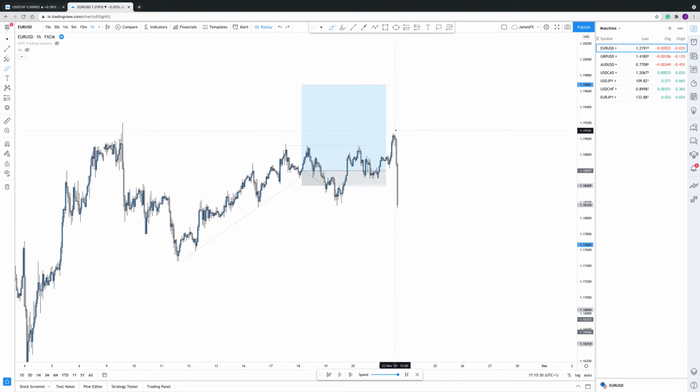But as has been said, we do have a push down to this low here. We have equal lows, and let's see what happens next.